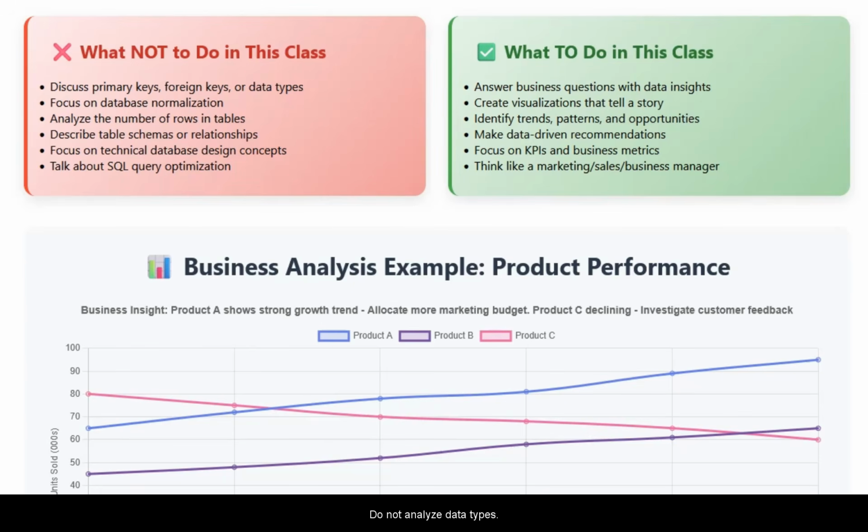Do not analyze data types. Don't write about the integer, the varchar, the numbers. It's of no use to the business manager. The business manager wants to talk about profit, wants to talk about efficiency. Do not drift into discussing normalization, entity relationship diagrams, database schemas. They have no use to the business manager. Do not focus on the number of rows. I've read some papers, some say there are 10,000 rows. Of what use is that to the business manager?